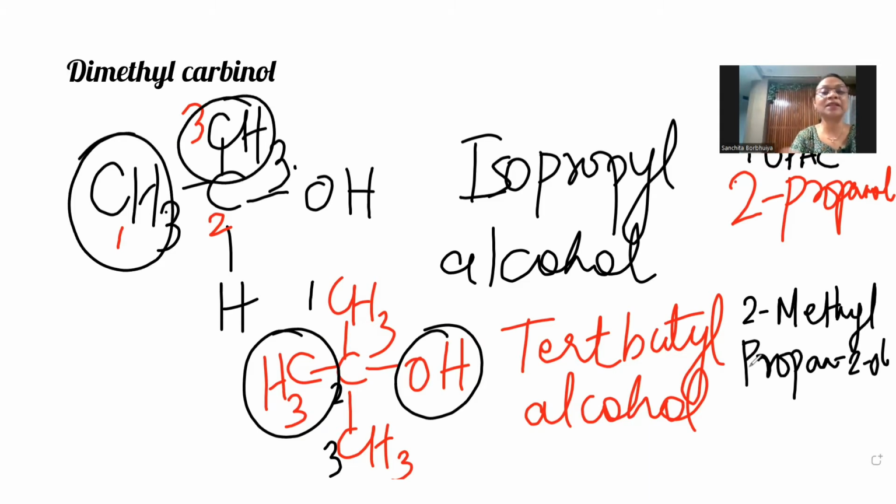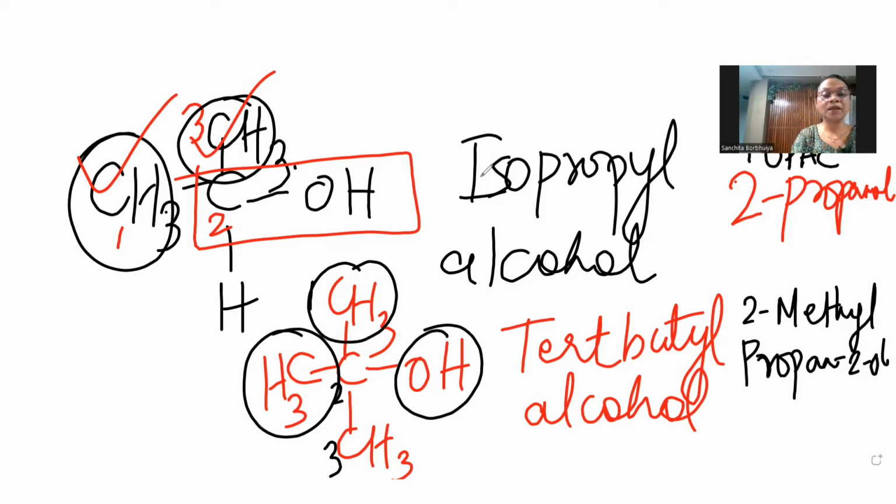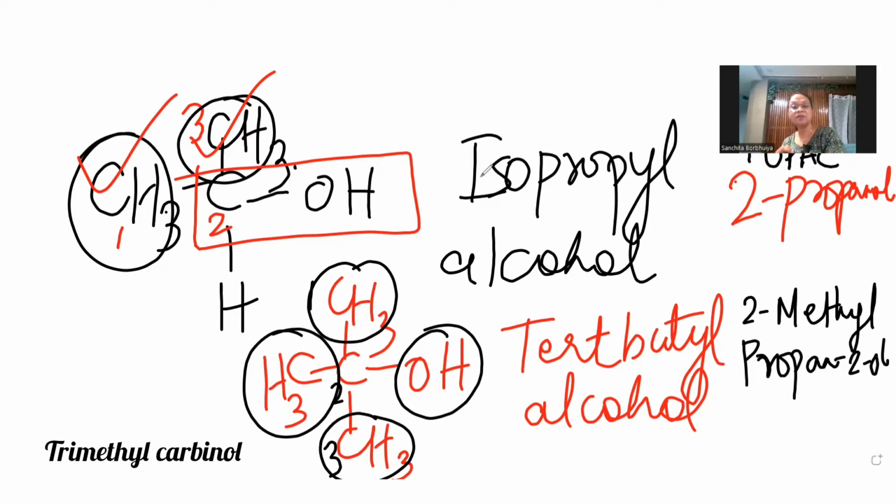Okay, I hope you understand the flow. Dimethyl carbinol. What about this? The other one would be trimethyl carbinol. So anyone interested in the carbinol system can go ahead. So actually we are discussing what? Monohydric alcohols. Mono means one. So alcohols with one OH group are monohydric alcohols. Let us go to the next one.